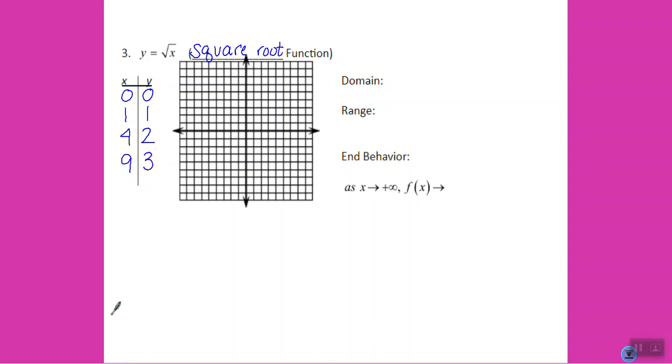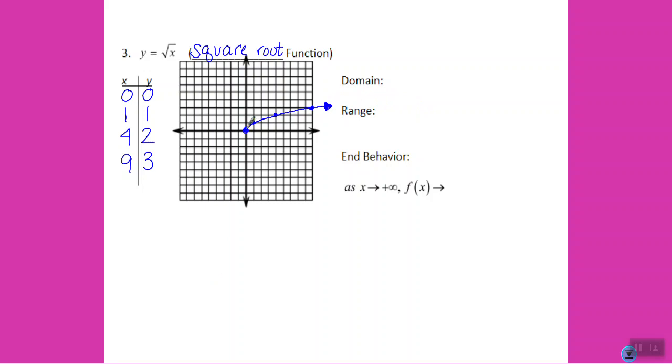So let's plot those. 0, 0, 1, 1, 4, 2, and 9, 3. So this one's going to curve. It's going to kind of look like an eyebrow, and we're going to put an arrow on the right-hand side because we can keep going and take square root of bigger numbers. But because we can't square root negatives, we're going to have an end point here, and it won't continue.